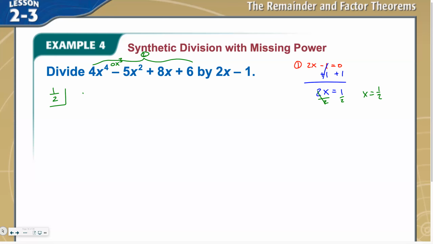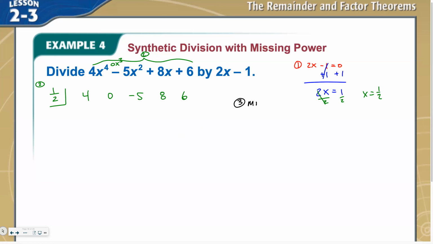Otherwise, you will get the wrong answer every single time. So it's going to be 4 followed by a 0 because I had 0 x cubes. Then a -5, a +8, and a 6. So that's what I mean when I say step 2, where you check for missing powers. That's what I'm talking about, if you're missing a power like that. All right, step 3. What was step 3?